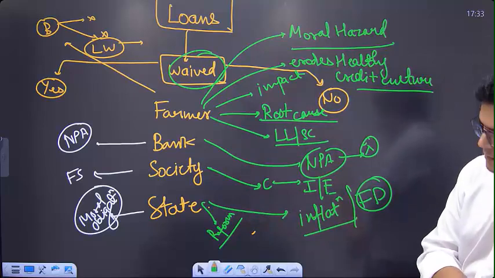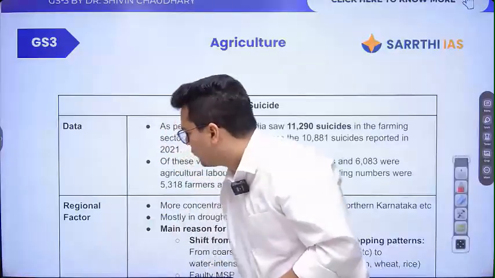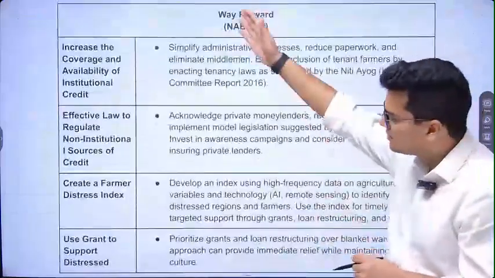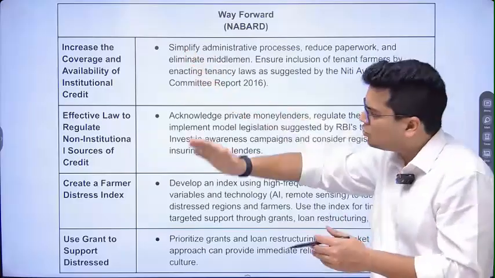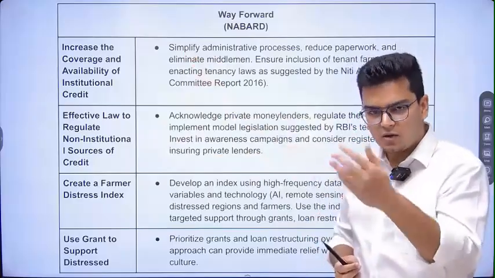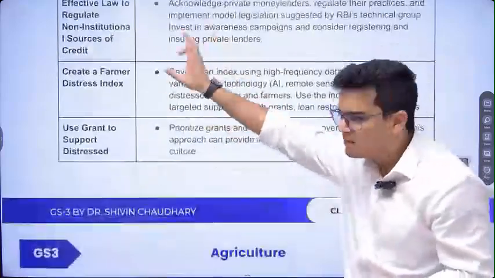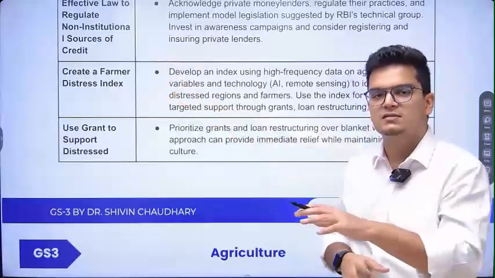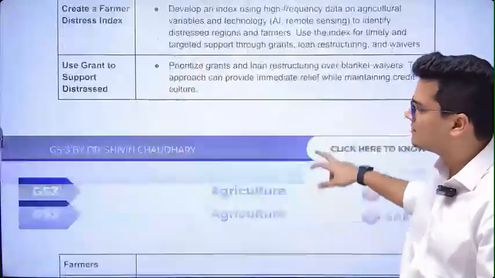Now, what is the ideal way to deal with loan waivers or the idea of credit? If you look at the idea of credit, NABARD has given certain recommendations. Although we've read about credit in detail, just read these recommendations once. They have said that we need to have institutional credit. We need to recognize that there are non-institutional lenders, so there are money lenders. We need to recognize them and we need to regulate them. Then they are saying that you create a farmer distress index on the basis of various factors, and then you see what particular distress is there and you address it as such.